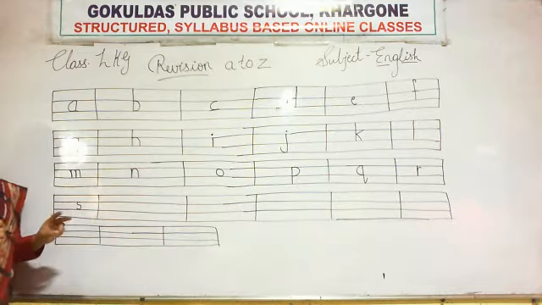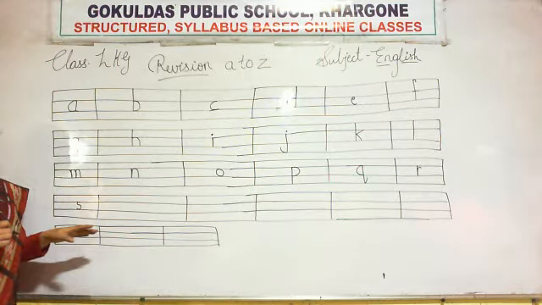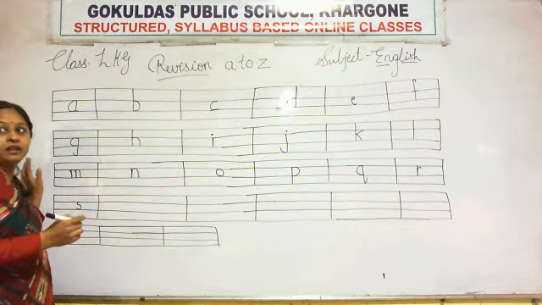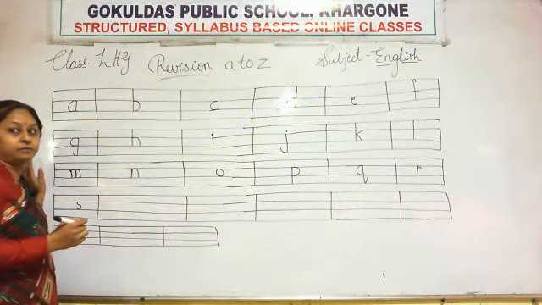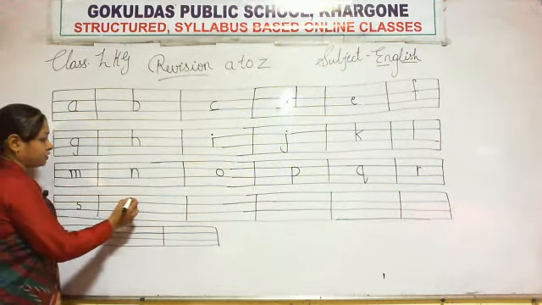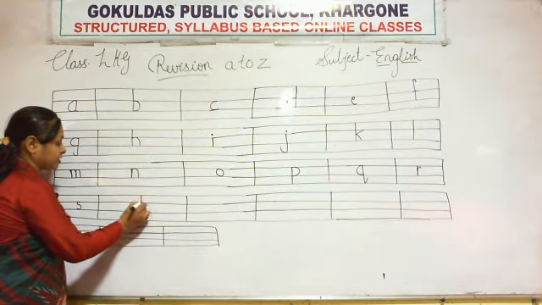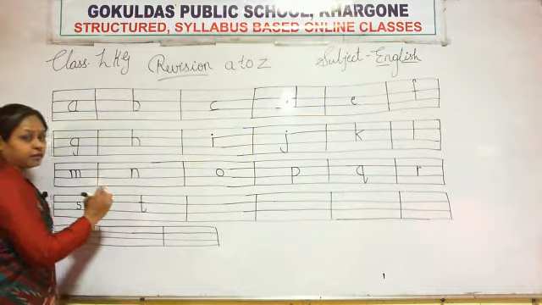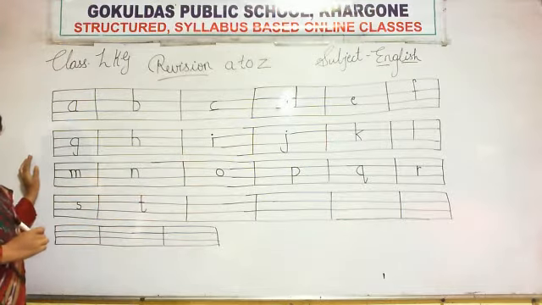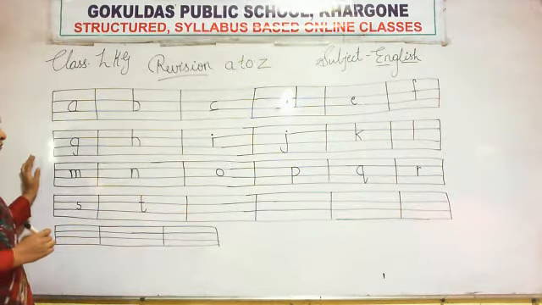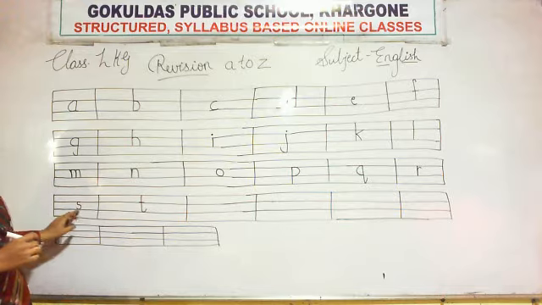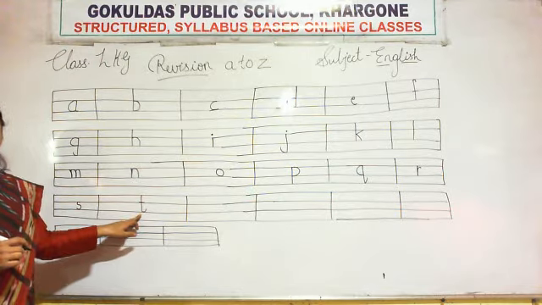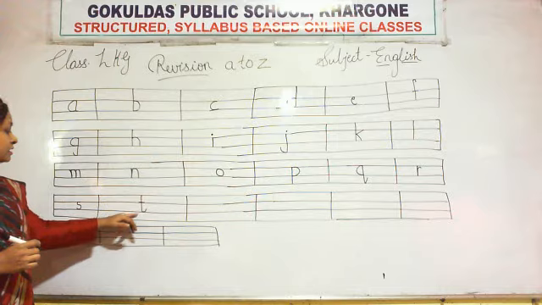After S, which letter will come? T. How will you write T? Standing line, then curve and up, and then sleeping line. So which letter is this? Letter T. S, T. Done in your notebook? S, T.